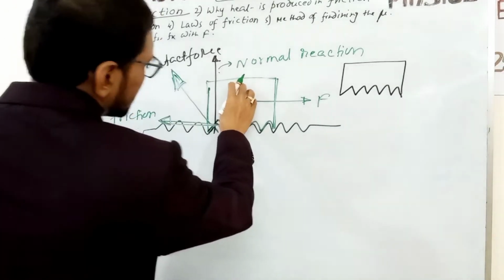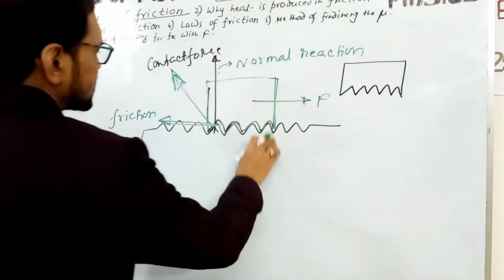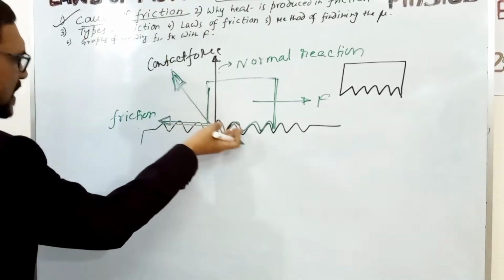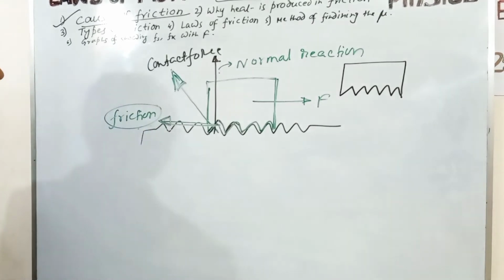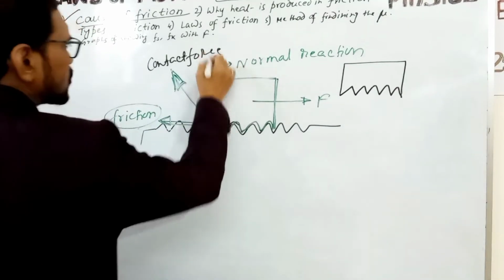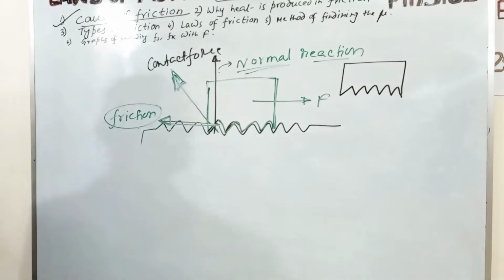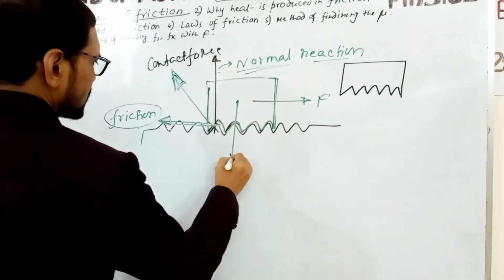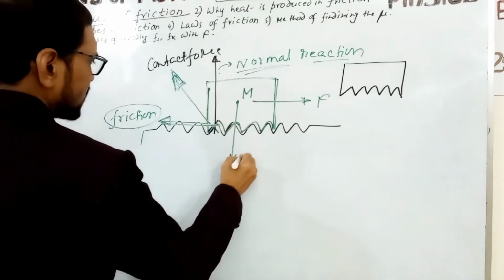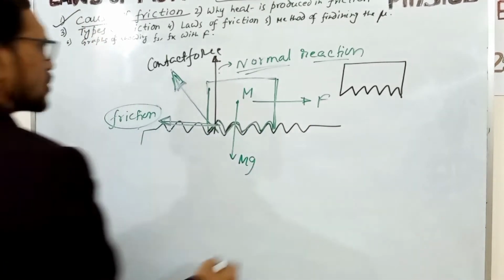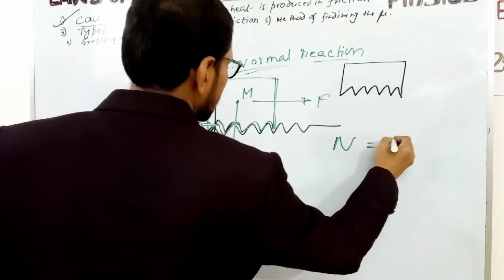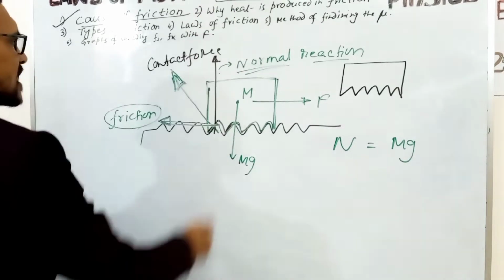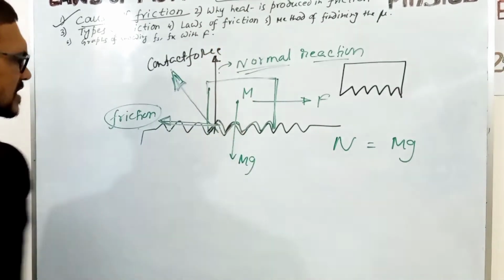So when this block is pulled over the surface, the component of the contact force which is parallel to the surface produces the friction, and the vertical component produces the normal reaction of the body. Now if the mass of the body is m and weight mg acts vertically downward, then normal reaction N is generally equal to mg. As there is no motion along this direction, the normal reaction balances the mg.